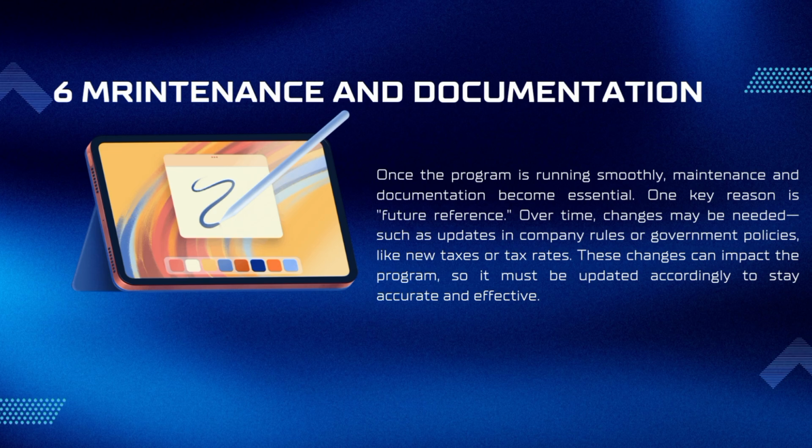One key reason is future reference. Over time, changes may be needed, such as updates in company rules and government policies, like new taxes or tax rates. These changes can impact the program, so it must be updated accordingly to stay accurate and effective.